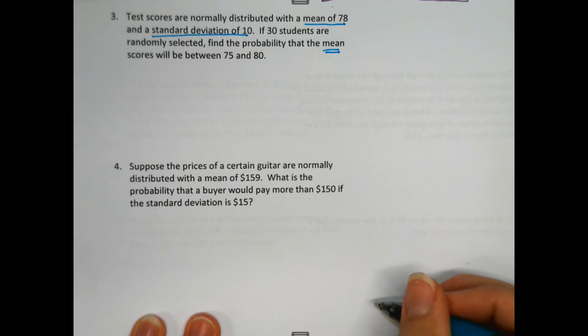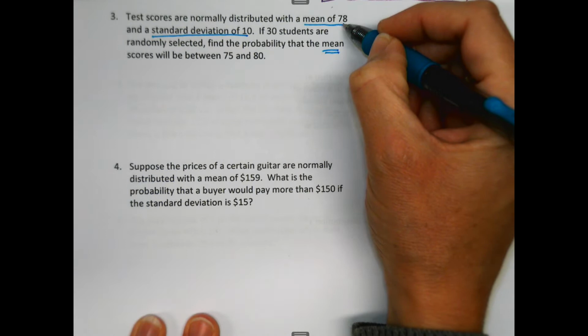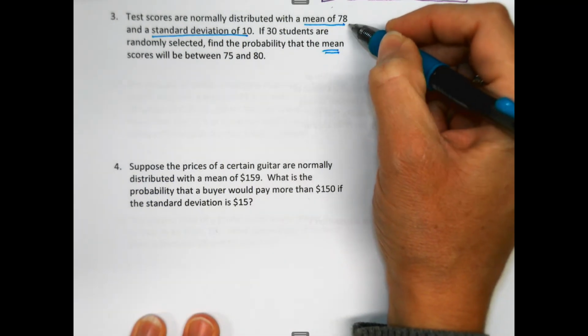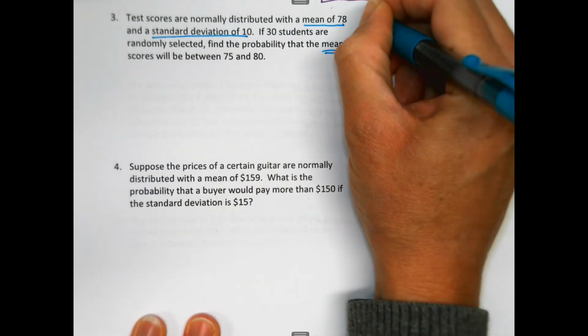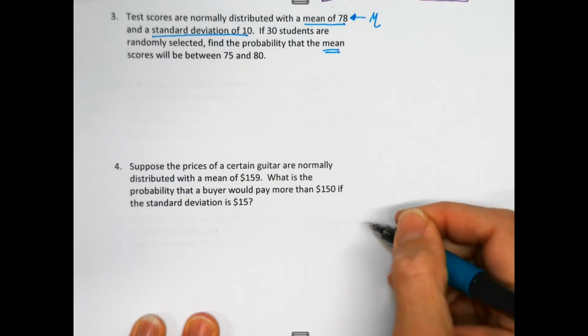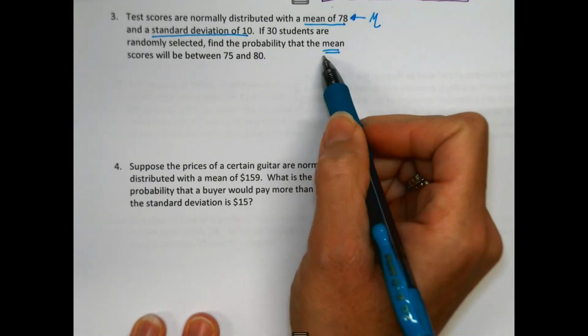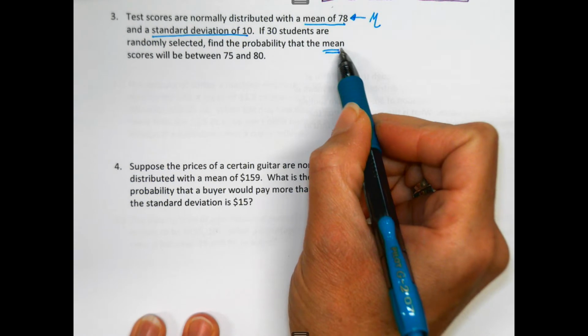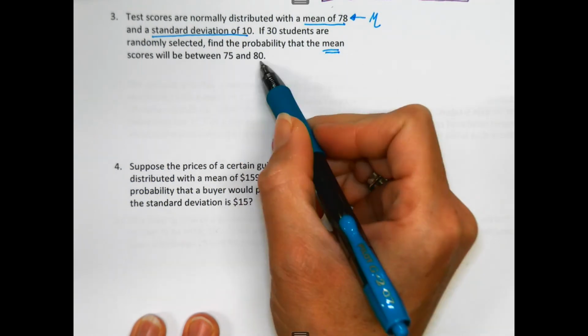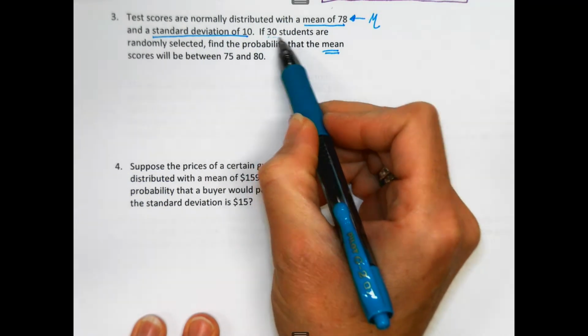In this example, since it tells us that test scores are normally distributed with a mean of 78, that is our population mean. So our population mean, or mu, is 78, and our population standard deviation is 10. Now, since we want to find the probability that the mean scores are between 75 and 80, that clues us in. We're dealing with a sample.